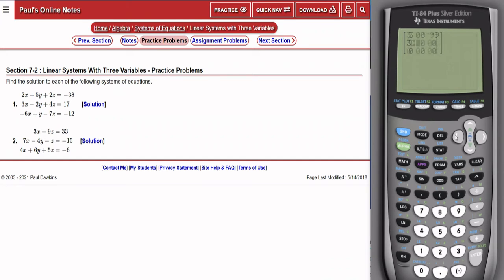And then 3, negative 2, 4. Oh man, I misread. My bad. 7, negative 4, negative 1, 4, 6, 5. Then you do the same thing, take the inverse.